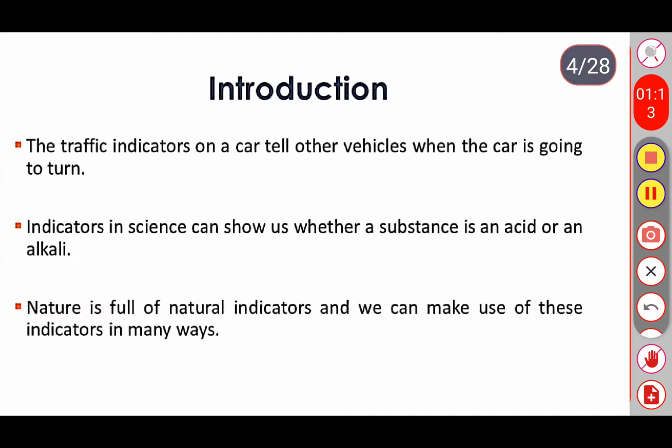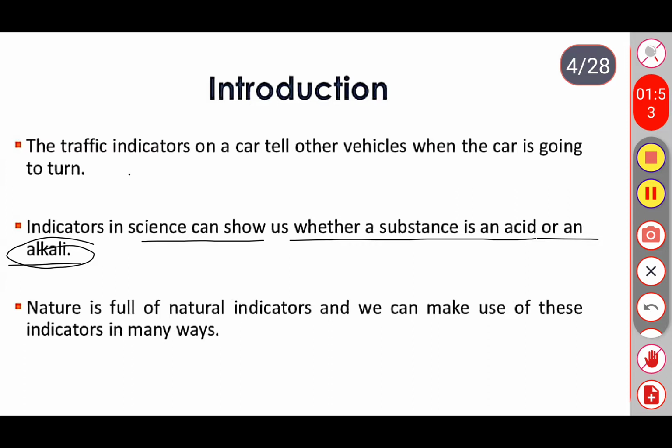In vehicles, we use indicators to indicate the direction of motion. Similarly, indicators in science can show us whether a substance is acidic or an alkali. Alkali means bases. So, indicators are the substances with the help of which we can easily identify whether the solution is acidic or basic. Bases are nothing but alkalis, right? So alkalis are the substances which are completely soluble in water, right?